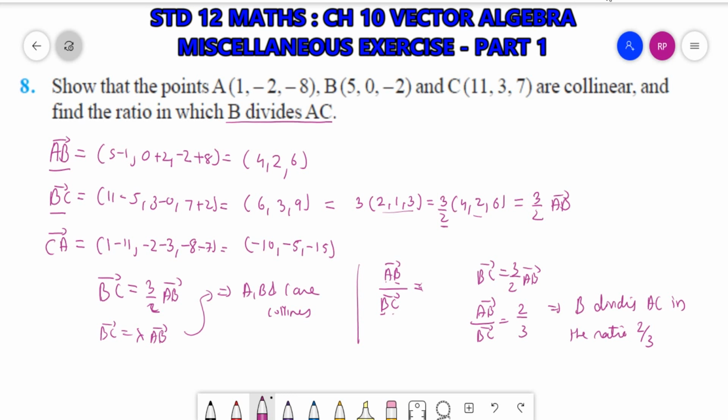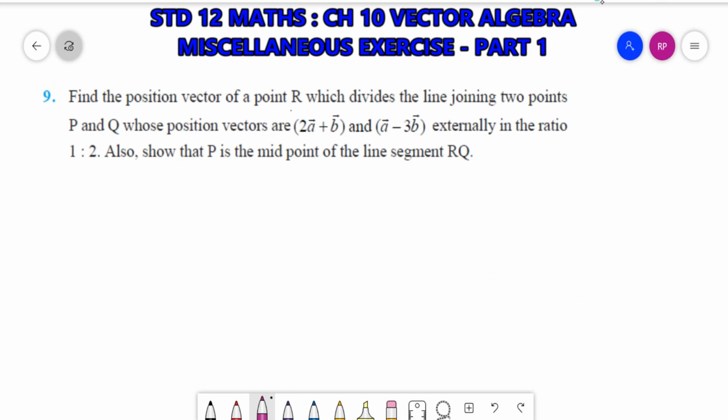Let's move to the next question. Question number 9. Find the position vector of a point R which divides the line joining two points P and Q, whose position vectors are 2a plus b and a minus 3b. So let's take P having position vector 2a plus b and Q having position vector a minus 3b.